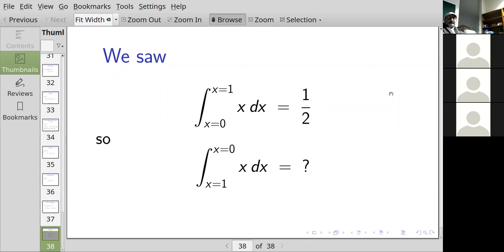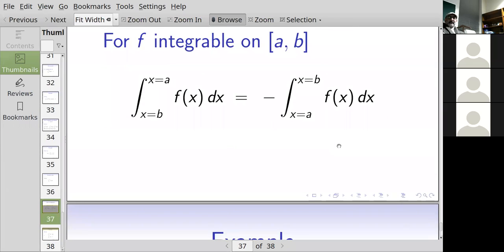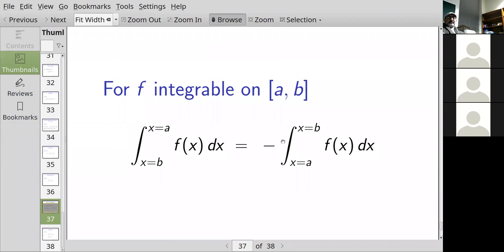Sir, can you please explain this last part again? The last part? This slide? The negative one equal to the positive one. Yes, this one. So the idea is that on the right hand side, I'm going from x equals a to x equals b. So I would be taking the points in order, x0, x1, and so on. All right. Okay. Yeah, I get it now.